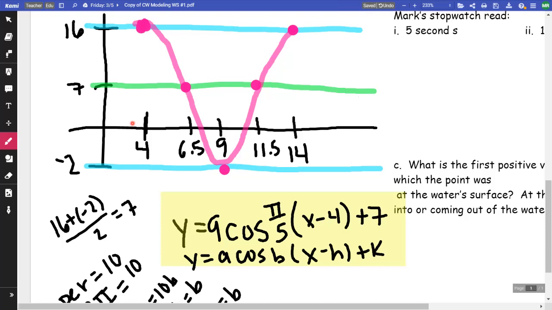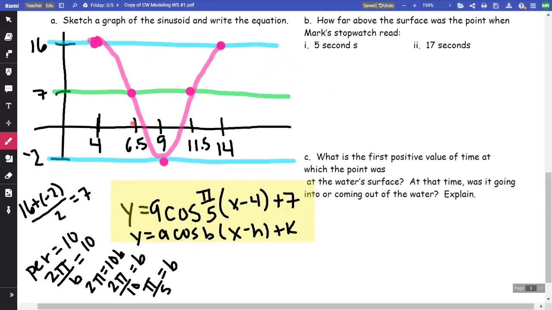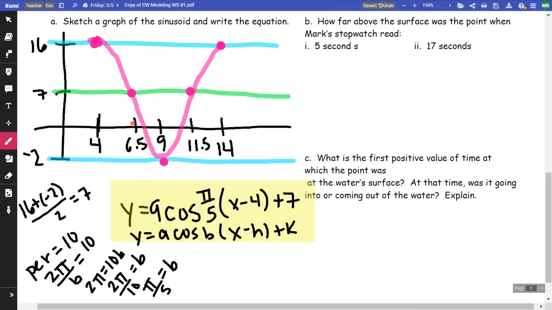So now they're going to ask us to use that equation for this. So it says, how far above the surface was the point when Mark's stopwatch read 5 seconds? Now, you know how in the past I used to say, make sure your calculator's in degrees, not radians. This time, make sure your calculator is in radians. Okay, so you want it in radians. Now I'm going to do this on Desmos. So let me get my Desmos up.